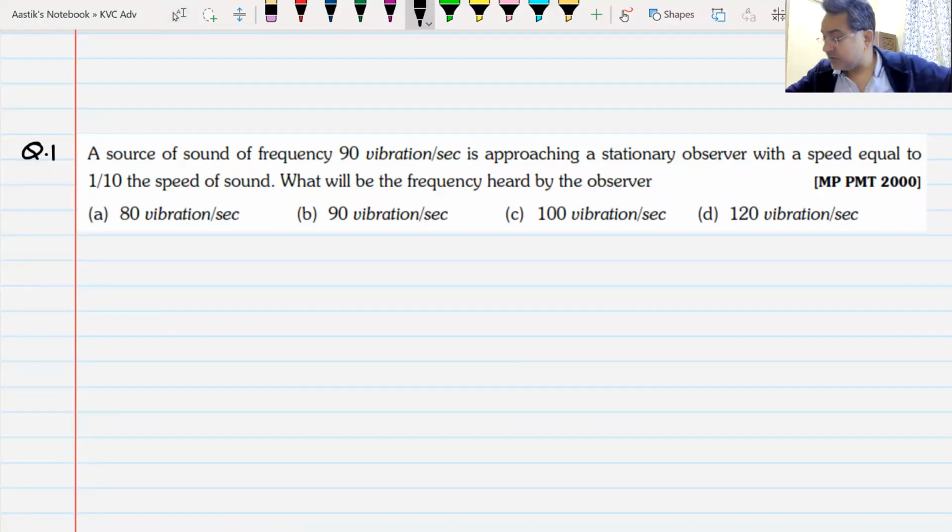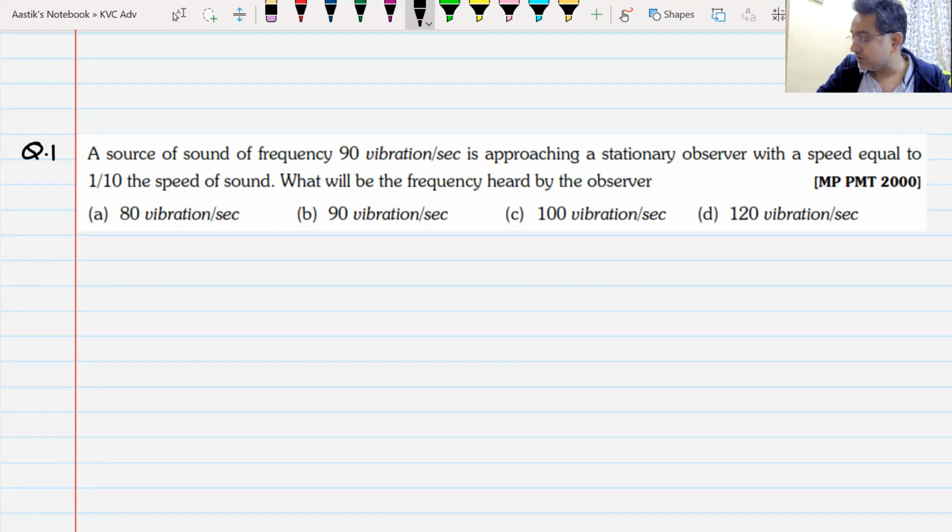A source of sound of frequency 90 vibrations per second is approaching a stationary observer with a speed equal to 1/10 the speed of sound. What is the frequency heard by the observer?